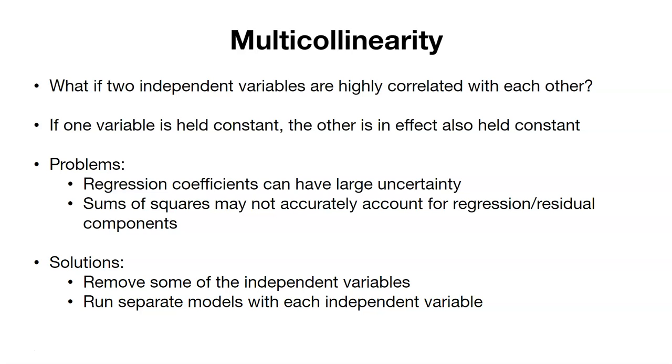The problem with this is that the regression coefficients you develop, your values for beta 0, beta 1, beta 2, they can have a lot of uncertainty associated with them. You can also find that the sums of squares do not accurately account for the regression sums of squares and the residual sums of squares. And that can be an issue, in particular when you want to make estimates from your regression equation. So some of the solutions here are to remove some of the independent variables, or maybe to run separate models with different independent variables, depending on the nature of the model. There are lots of other ways to address multicollinearity, and many researchers have different approaches for doing this.